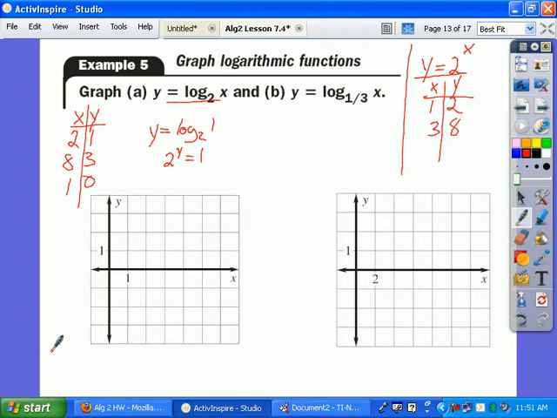So when we graph this, we get 1, 0. That's this point here. I get 2, 1, a point here. That's not that point there, it's this point here. I get 8, 3. So 1, 2, 3, 4, 5, 6, 7, 8, and 1, 2, 3. And so what we get is a graph that looks something like that.